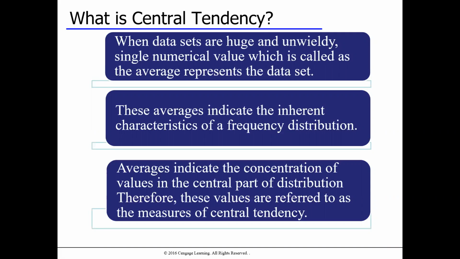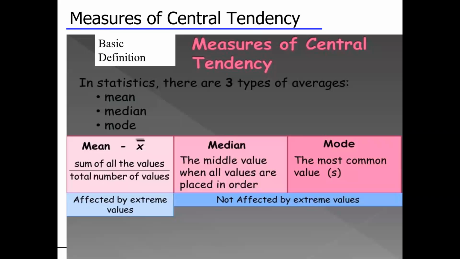So let's understand a little bit in detail. Central tendency is nothing but where the data is centrally located, or where the concentration of data is. It gives a very basic idea about how the data is located in a central location. So what are the different measures of central tendency?